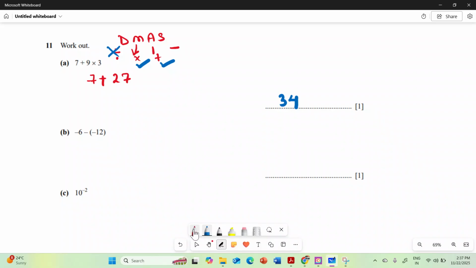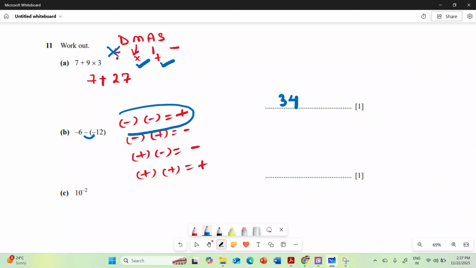Second, here this negative and negative, if you multiply you will get positive, and negative and positive you will get negative, and positive and negative, if you multiply you will get negative, and positive multiply positive you will get positive. So here you can see both are negative, so I will apply this here. Negative 6 plus 12. If I subtract, 12 and negative 6, you will get positive, because positive 12 is greater than negative 6, so here you will get 6 as the answer.